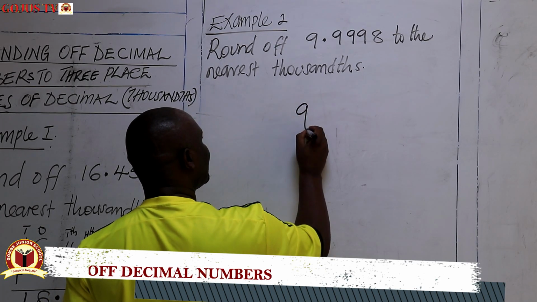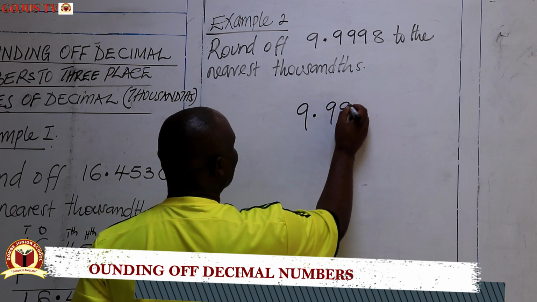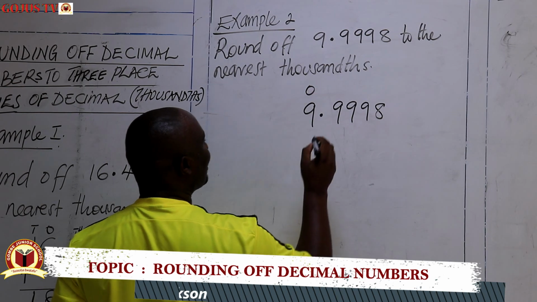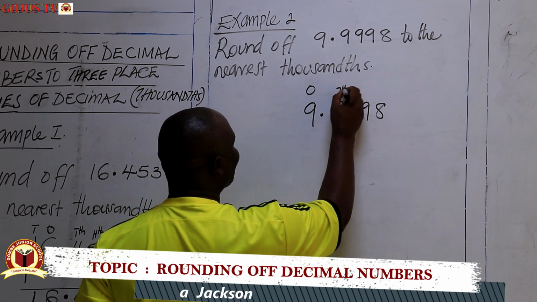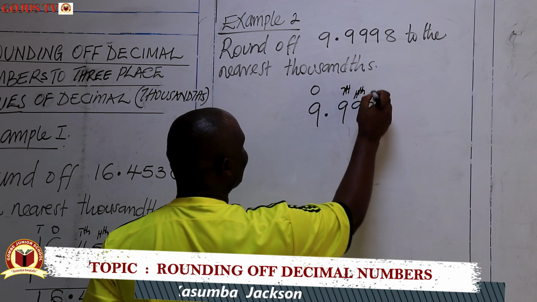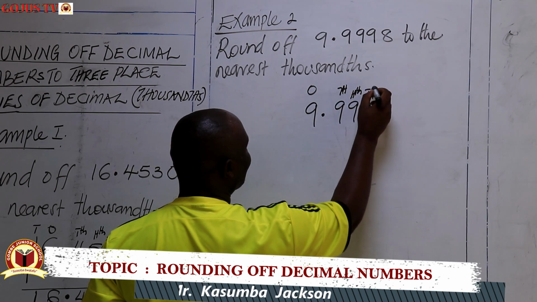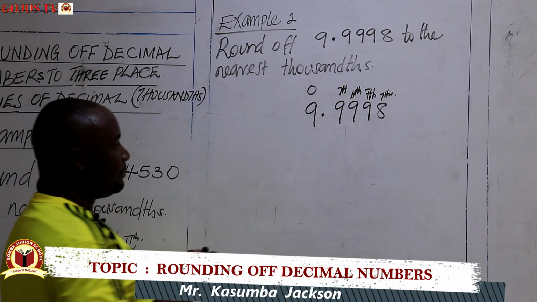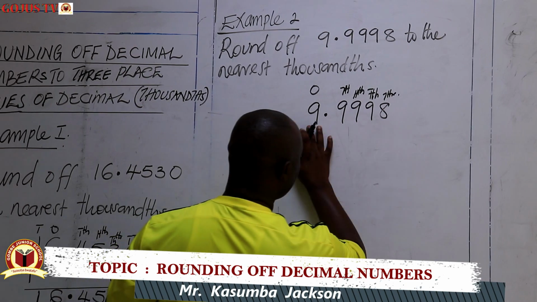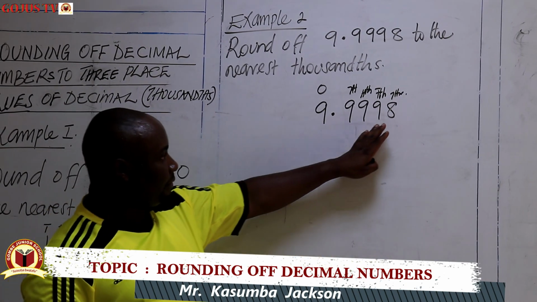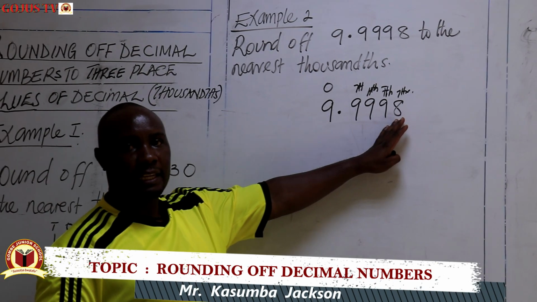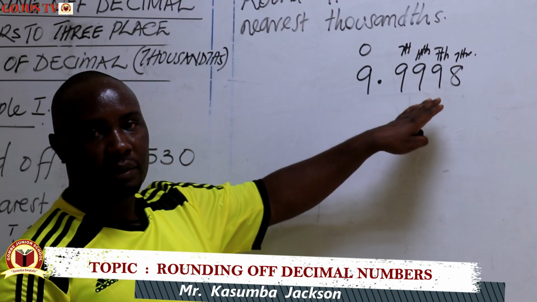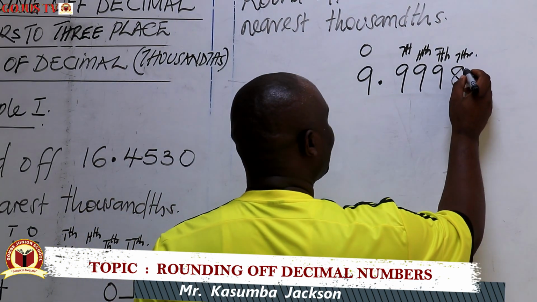The number given to us is 9.9998. The place value of 9 here is ones. These are tenths, hundredths, thousandths, then ten-thousandths. We are rounding off. The digit we are giving our attention is 8, because it is in a place value after the considered 3 place values we are supposed to round off to. So I'm seeing myself crossing 8.